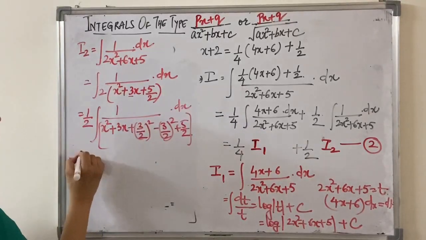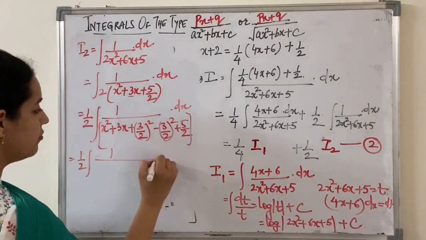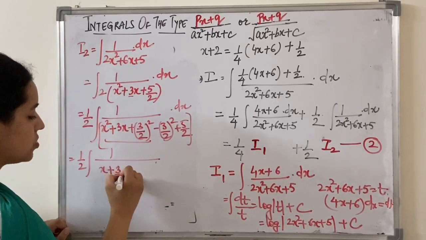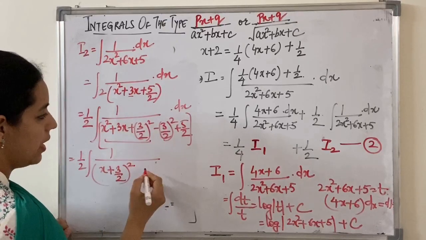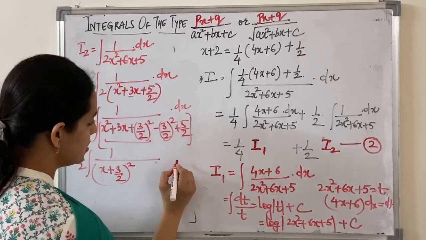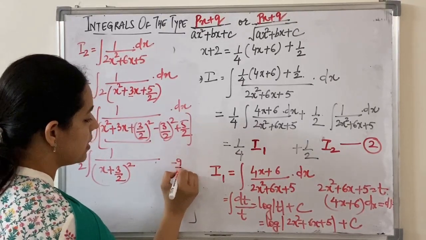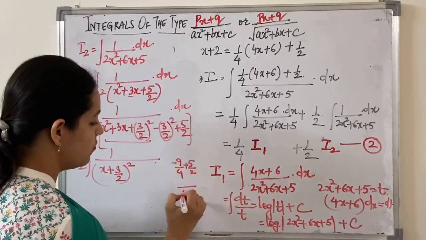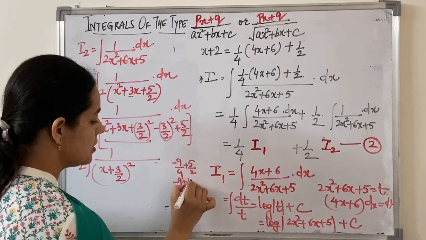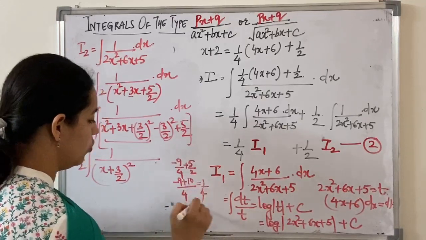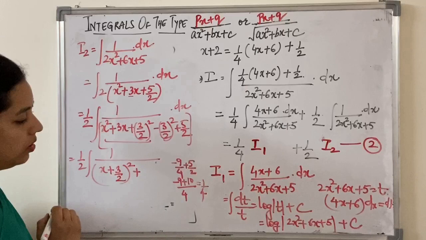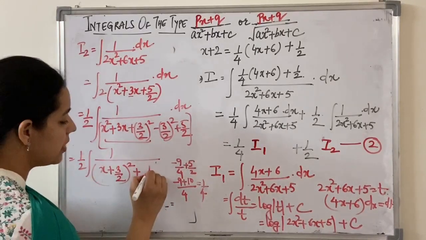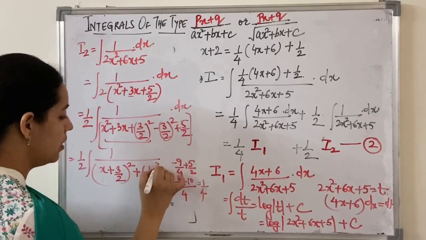Dx, and further 1 upon 2, the first 3 terms will give you the whole square of x plus 3 by 2, and solving these 2 terms separately, we will get minus 9 upon 4 plus 5 by 2. Taking the LCM as 4, we get minus 9 plus 10, that is 1 upon 4. So this 1 upon 4 with a positive sign, to make it in one of the 6 forms, we can write it as 1 upon 2 whole square dx.